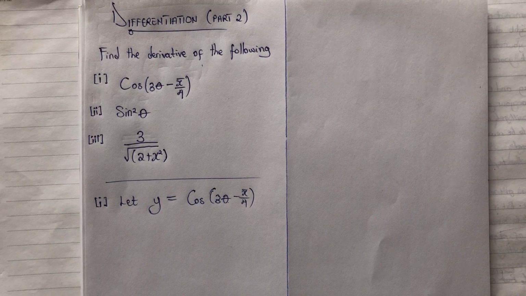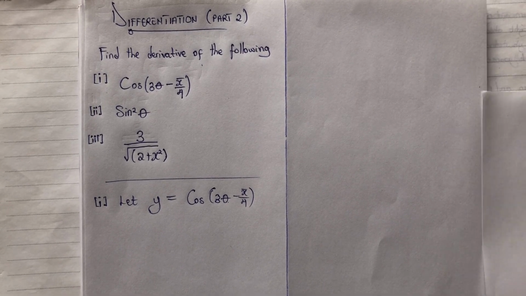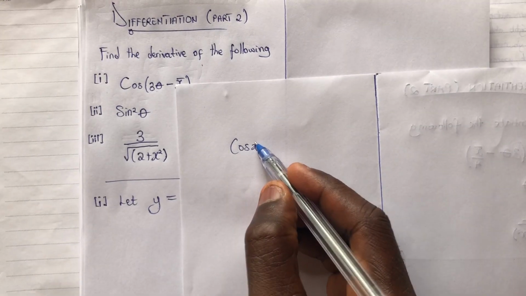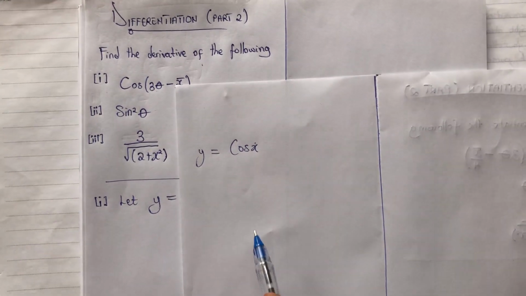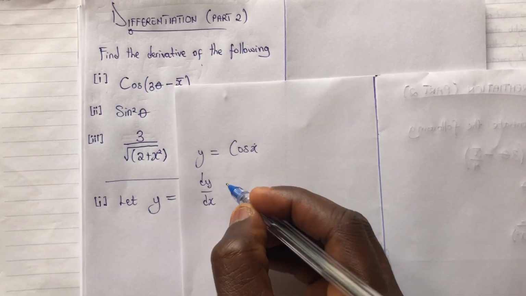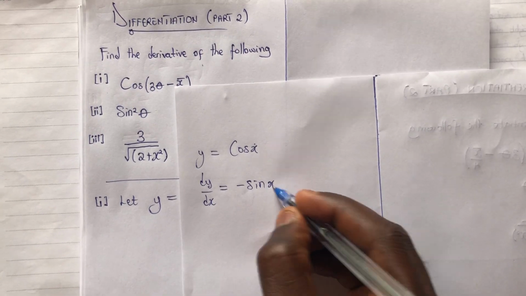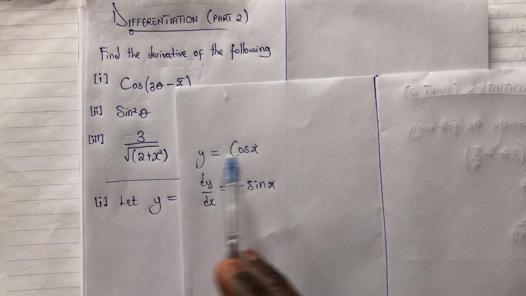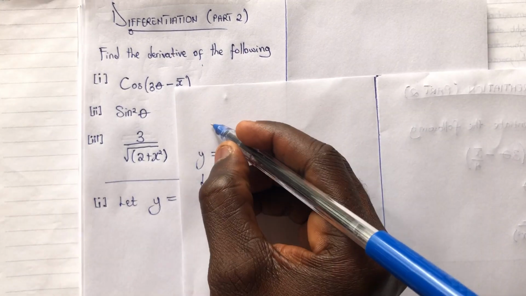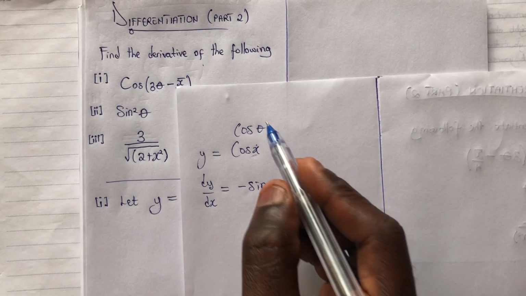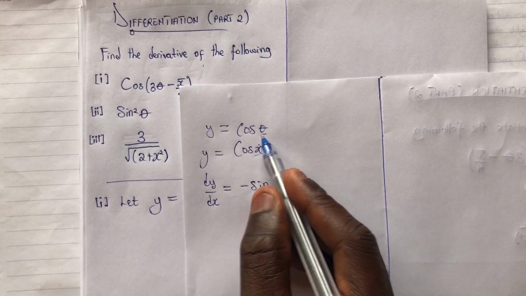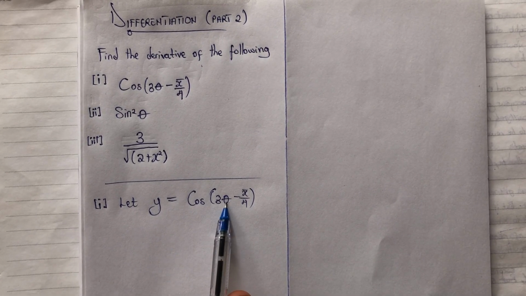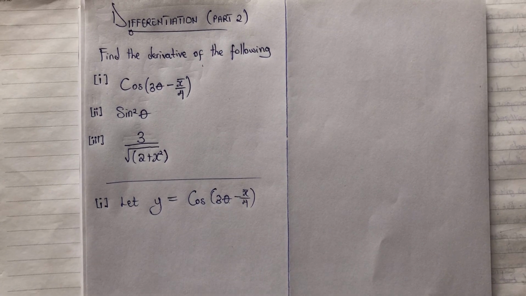We must know that in this case, we are treating theta as a variable. So if I have something like cos x, then x is the variable. And so if I have y equals cos x, then dy/dx will give me minus sine x. So I differentiated y with respect to the variable x. So if I have cos theta, then I'm differentiating y with respect to theta. So we consider theta here as a variable.